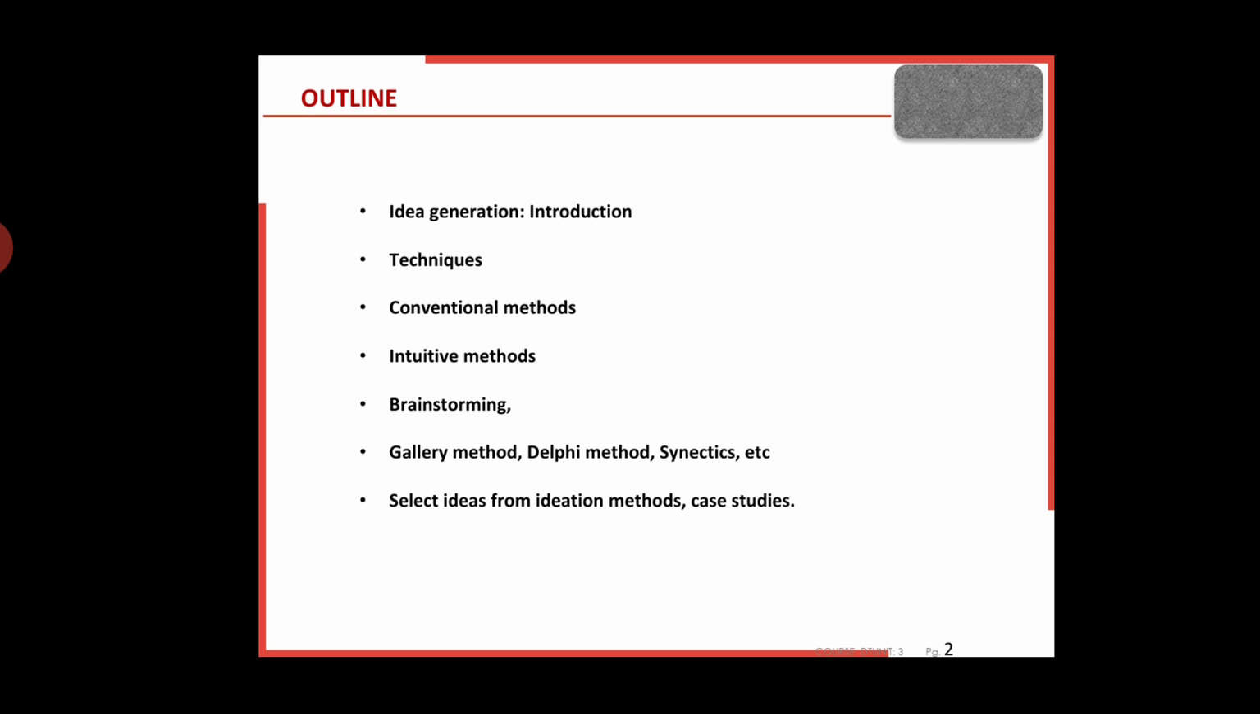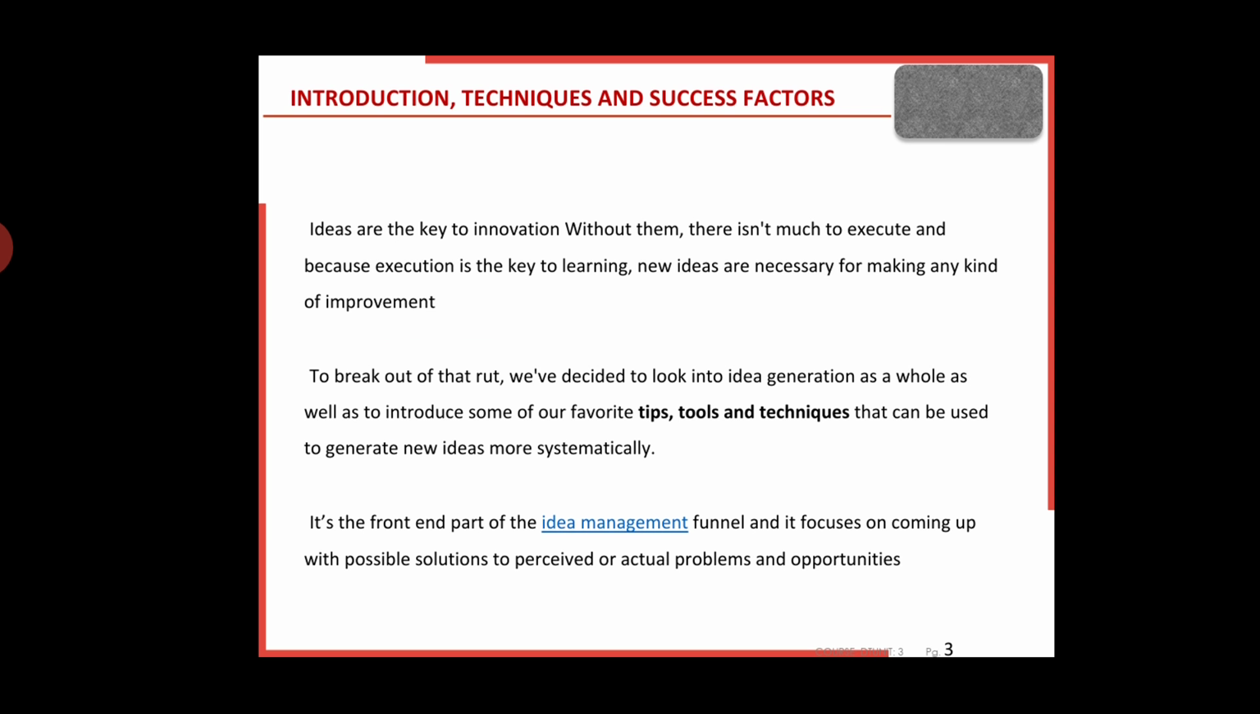The last concept is selecting ideas from ideation methods, that is, selecting one idea based on the ideation methods. Finally, we will discuss case studies in the third unit. First of all, today we are discussing the introduction of idea generation. Listen carefully.